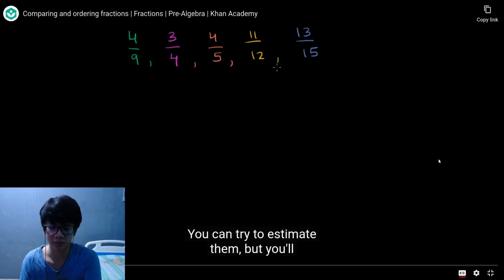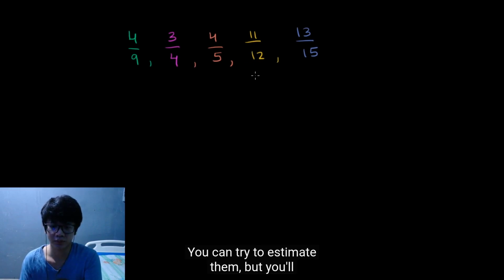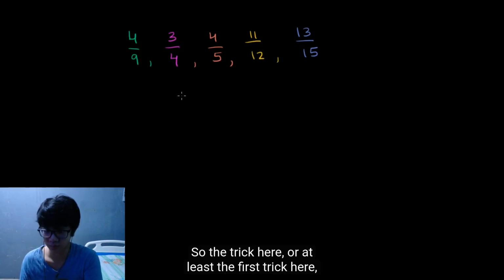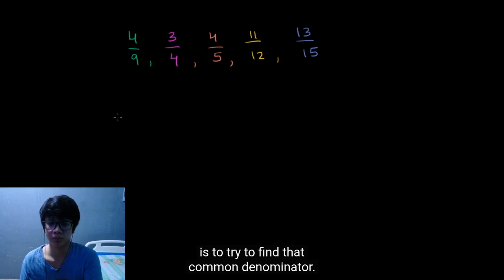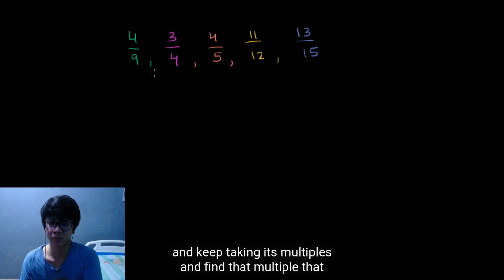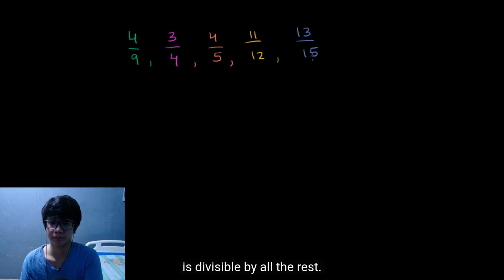You can try to estimate them, but you'll be able to directly compare them if they all had the same denominator. So the trick here, or at least the first trick here, is to try to find that common denominator. And there's many ways to do it. You could just pick one of these numbers and keep taking its multiples and find that multiple that is divisible by all the rest.